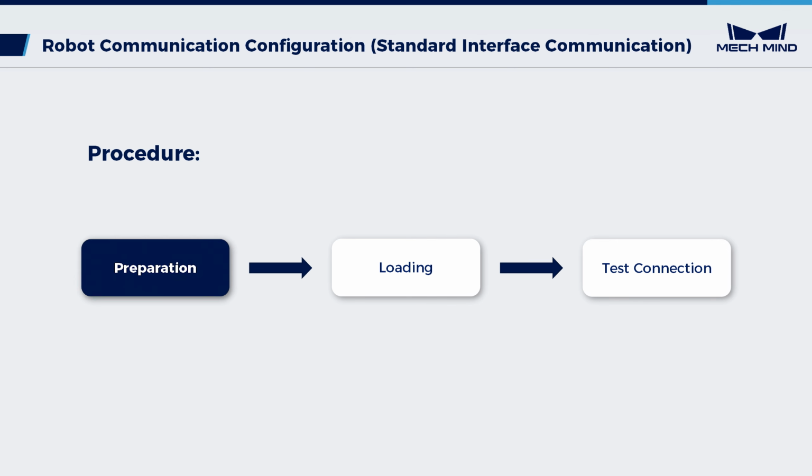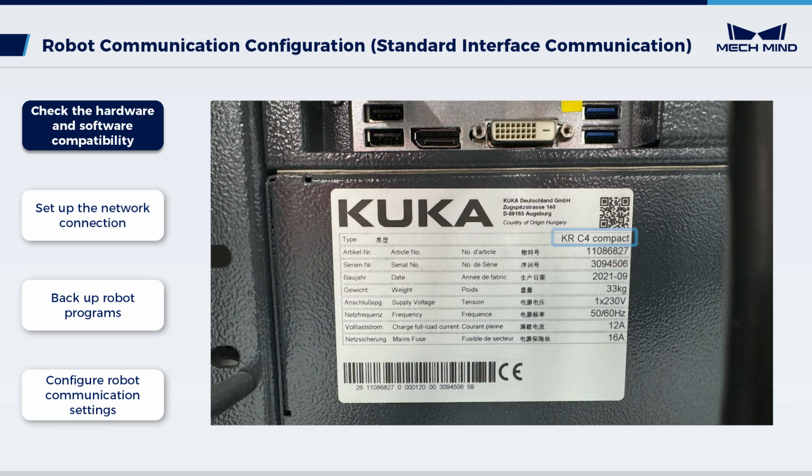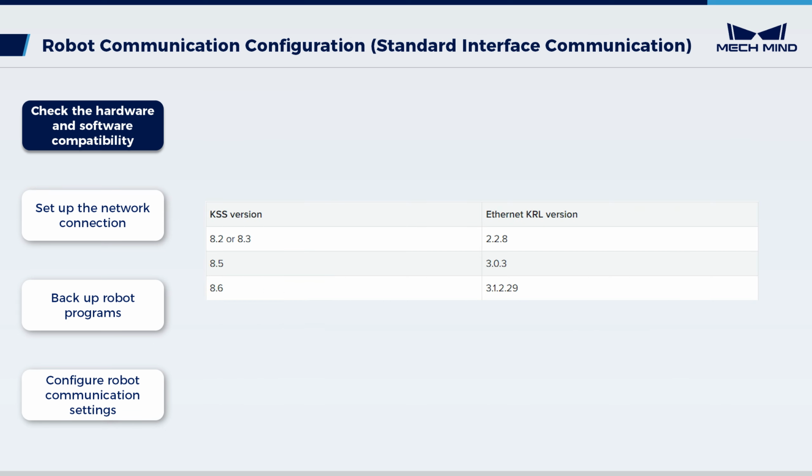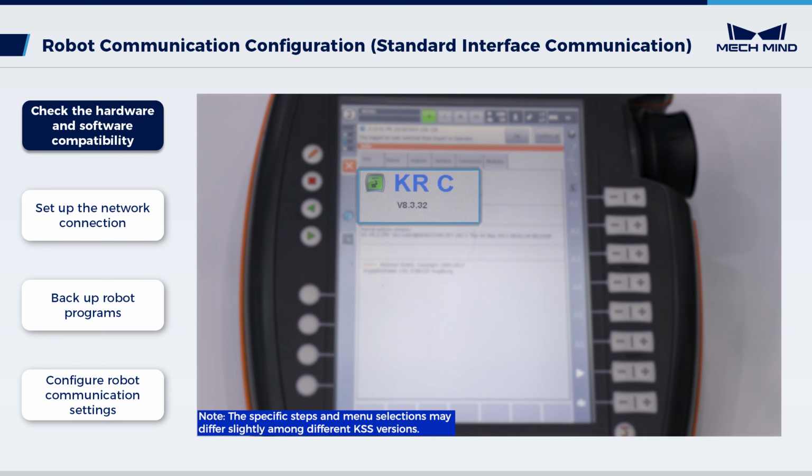To begin with, complete the preparation work. Ensure a 6-axis KUKA robot is selected. Make sure the controller model is KRC4. Confirm the compatibility of the versions between the controller system software and the software package Ethernet KRL. In this video, the teach pendant actions are performed on KSS 8.3.